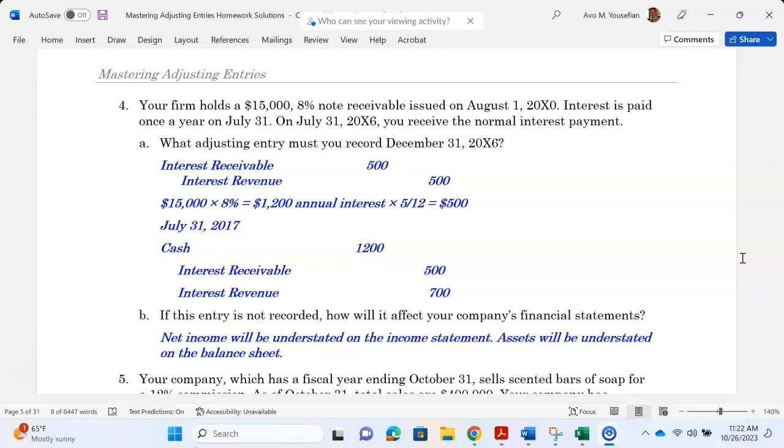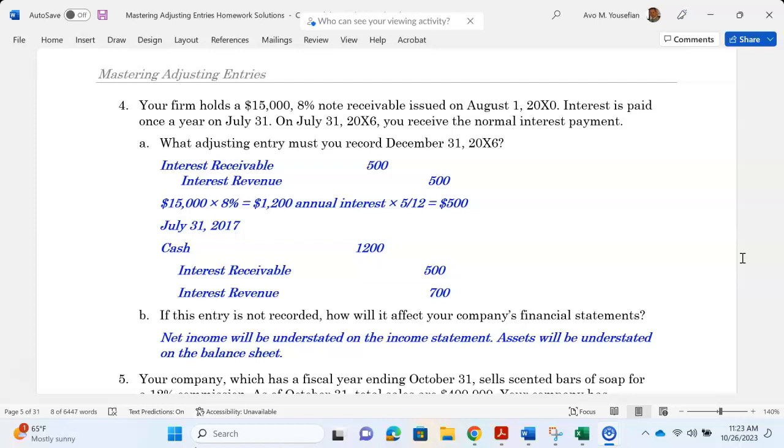On July 31st of 2016, you received the normal interest payment. So far, so good up to July 31st of 2016. What adjusting entry must you record on December 31st of 2016?